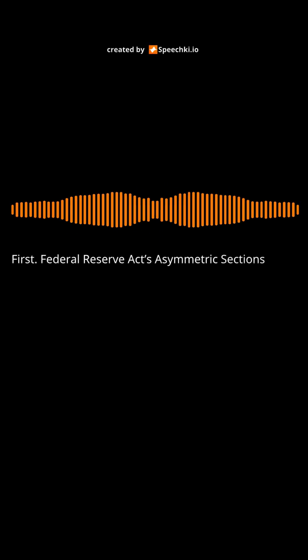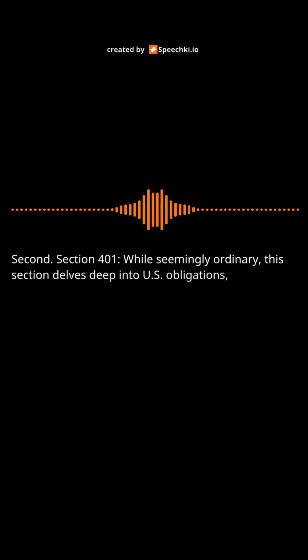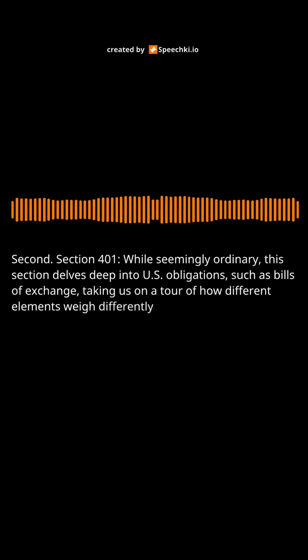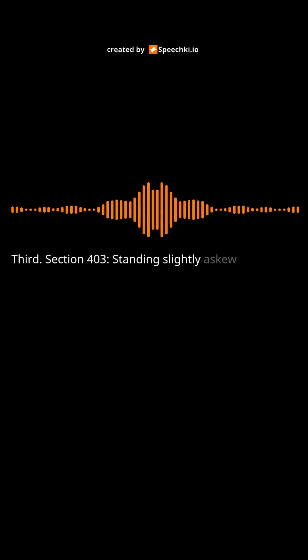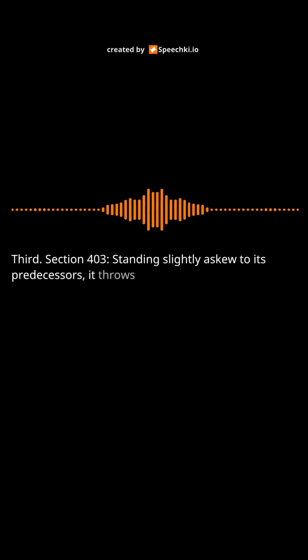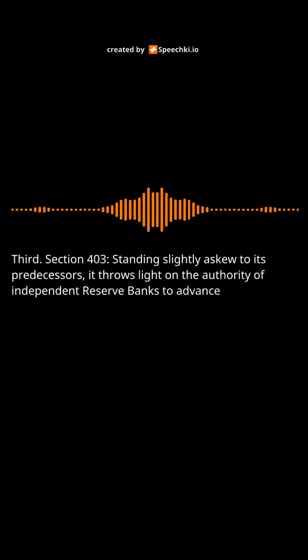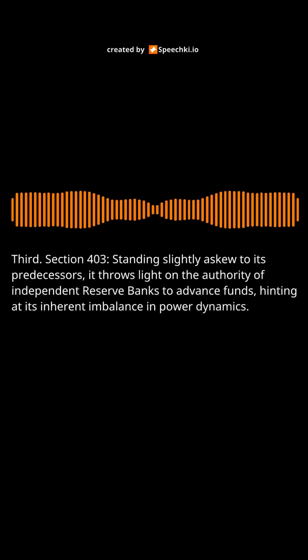First, Federal Reserve Act's asymmetric sections. Second, Section 401, while seemingly ordinary, this section delves deep into U.S. obligations, such as bills of exchange, taking us on a tour of how different elements weigh differently in the law's eyes. Third, Section 403, standing slightly askew to its predecessors, it throws light on the authority of independent reserve banks to advance funds, hinting at its inherent imbalance in power dynamics.